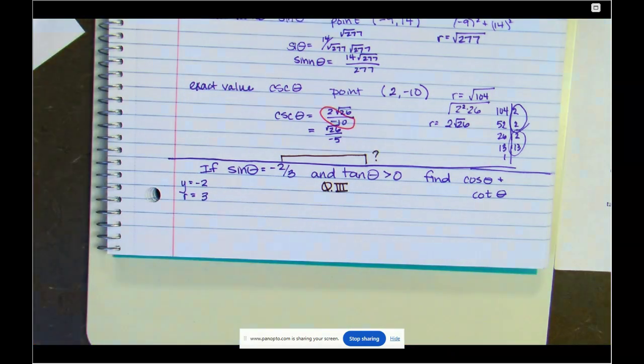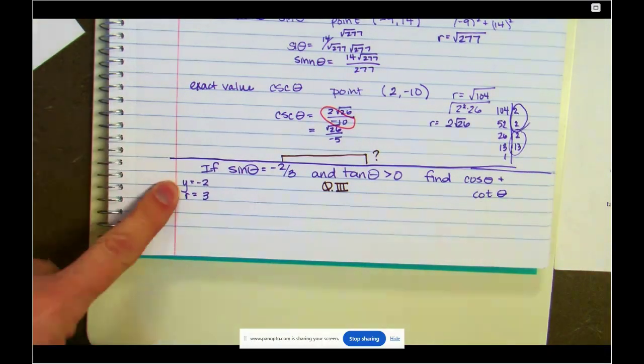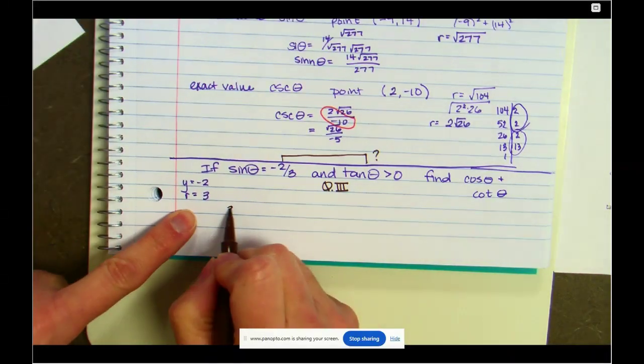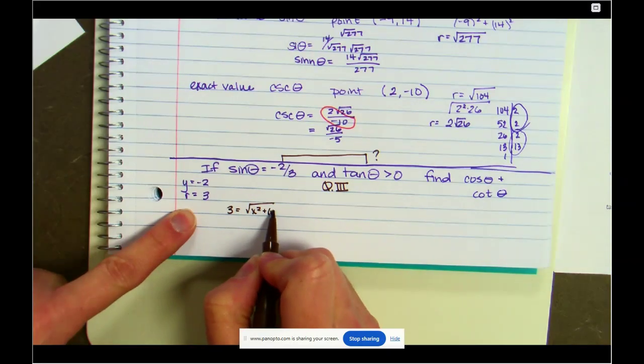Okay, quadrant 3. If I'm going to find cosine and cotangent, I have to have x. So you've got a formula on your paper that relates x, y, and r. So r is 3. We don't know what x is. And y is -2.